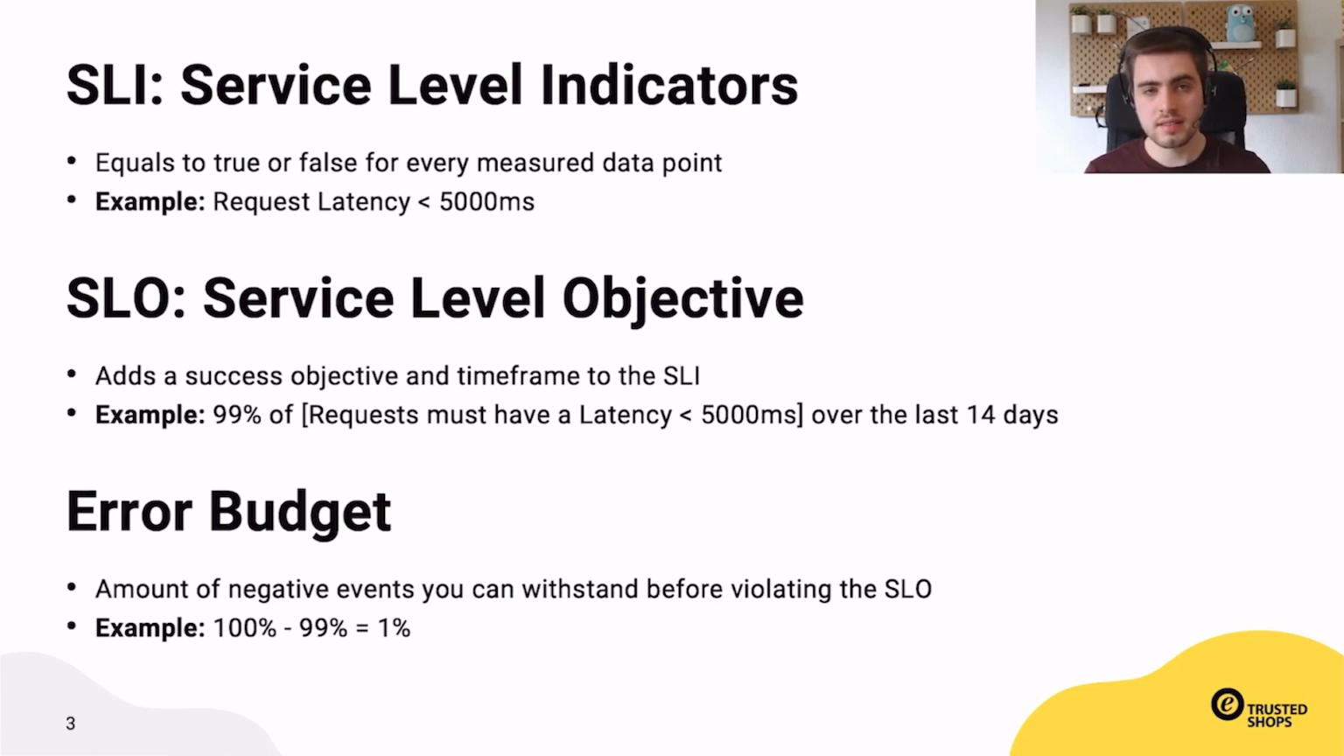So as said, this gap from 99% in our concrete example up to 100%, this 1% gap, is actually the error budget. So the controlled room where we can have failure, and it's still completely acceptable and fine because we don't want to reach towards 100% reliability. Error budgets basically define the amount of negative events we can withstand before we would violate our service level objective.